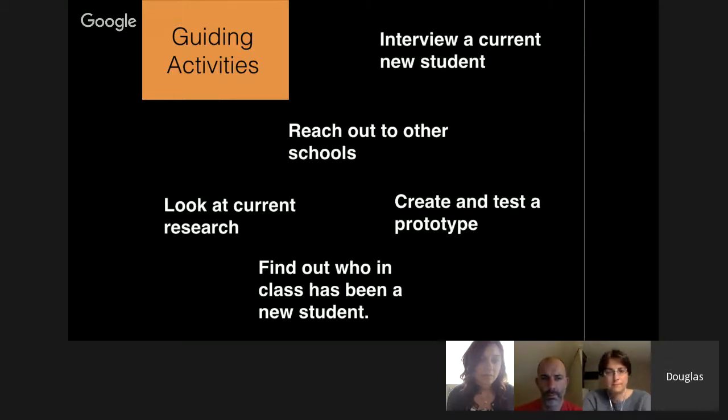So perhaps one group decides, okay, let's talk to a current new student at the school. Let's interview them. Somebody else, maybe this group, reaches out and looks at what other schools have created, what kinds of things they have created. Maybe one group wants to actually start building, so we'll create a prototype, and then test that with different people and gather data. Maybe we can do a survey. What does the current research say about people who are new trying to fit into school? So these are all different kinds of activities.